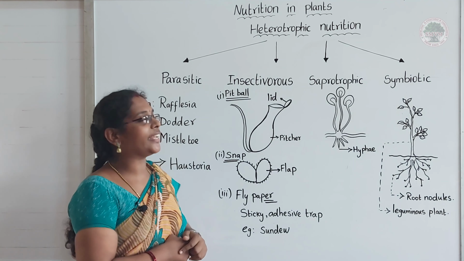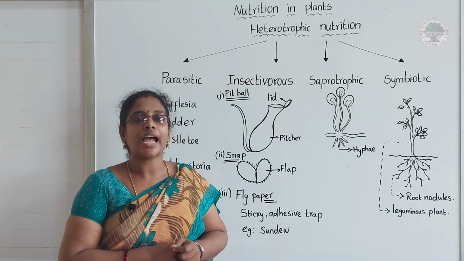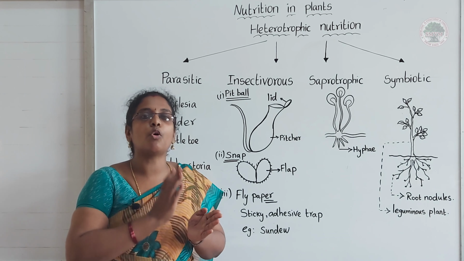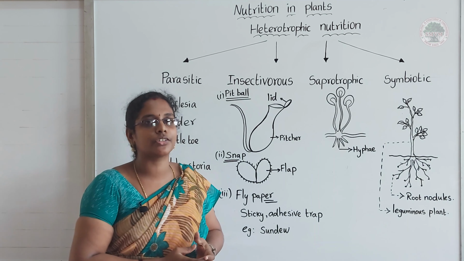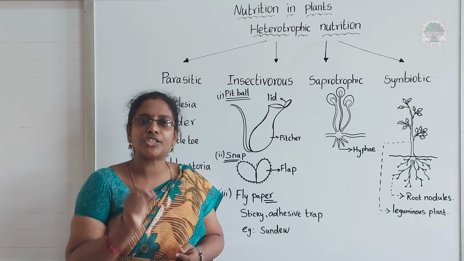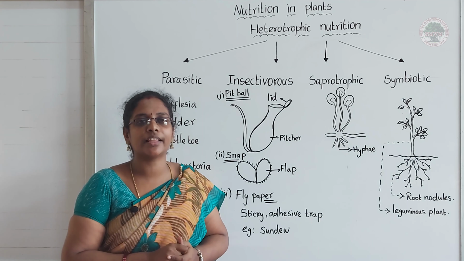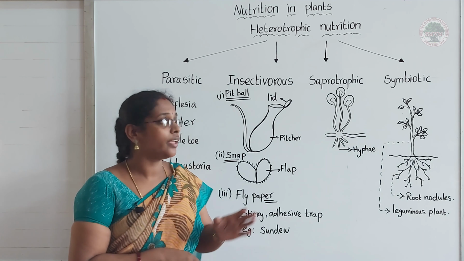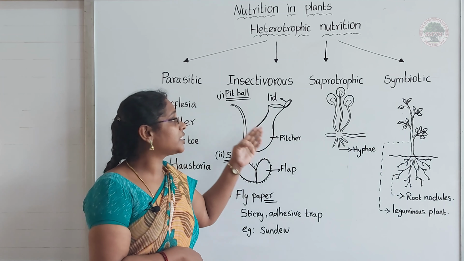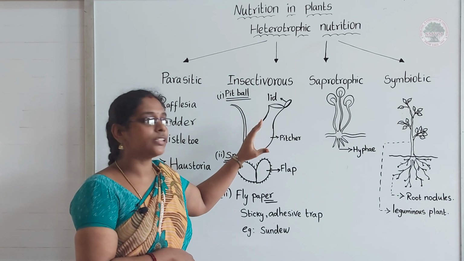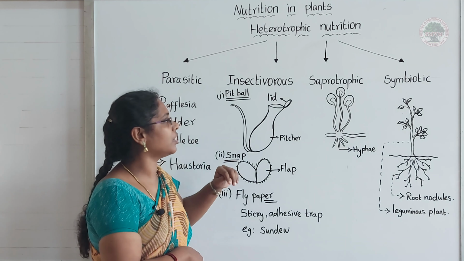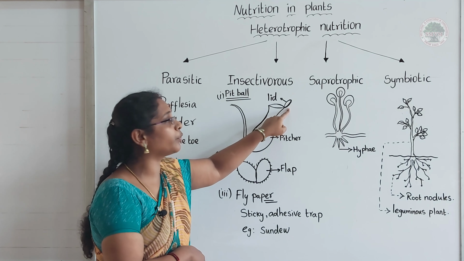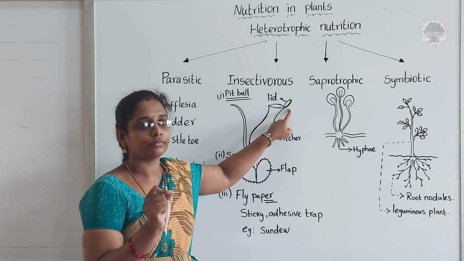The first one is the pitfall trap. The leaf is modified into a pitcher, and it is a hollow structure. What is the meaning of pitcher? In Tamil, we say kuduvai. That is called pitcher. This pitcher plant has this kind of structure. This is called the pitcher, and at the top you can see the lid.